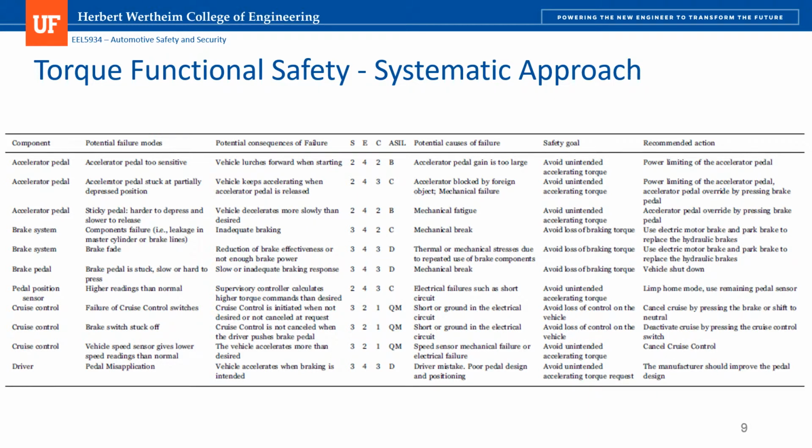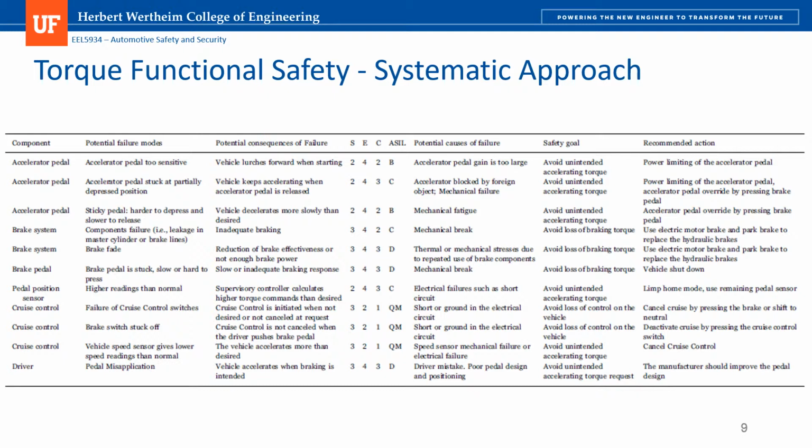So in this research, they took the torque functional safety problem and they broke everything up into each component for the system, and they discussed everything we've talked about thus far. They discussed the SEC rating, the ASIL rating, potential failure modes, consequence of the failure, and potential causes of the failure. For instance, here we'll take a look at the first item, which is the accelerator pedal. A potential mode for this to fail is when the accelerator pedal is too sensitive. The consequence for this would be that the vehicle lurches forward when you're accelerating.